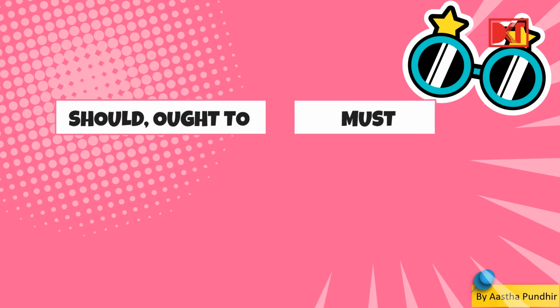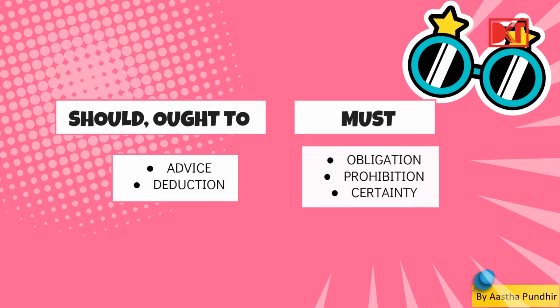Here we have should, ought to, must. So when do we use these? When we have to give advice, like you should wear the red dress, or maybe some sort of a deduction we're providing. And we have must used for obligation. Remember, for obligations you always use must. For prohibition you use must. For certainty you use must.